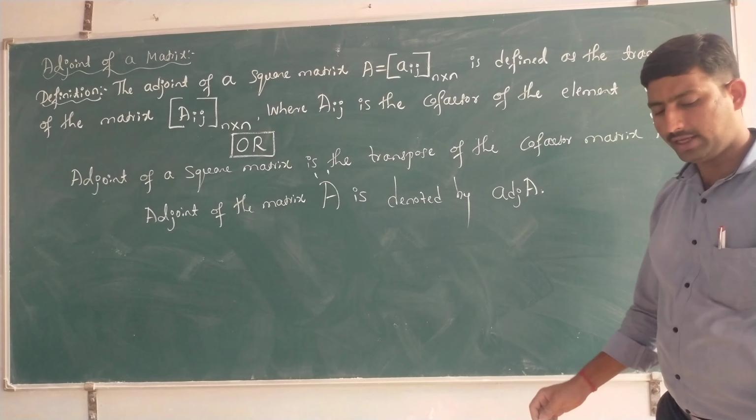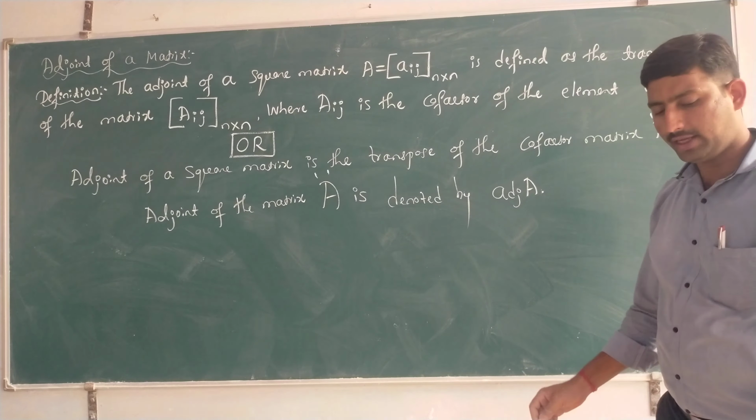Which is nothing but 4, minus 3, minus 2, 1, which is nothing but the adjoint of capital A. Therefore, the adjoint of capital A is nothing but 4, minus 3, minus 2, 1.